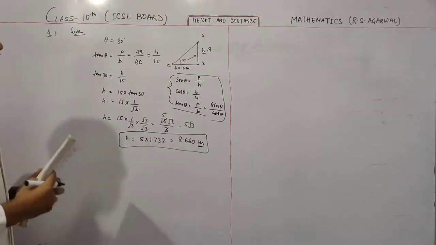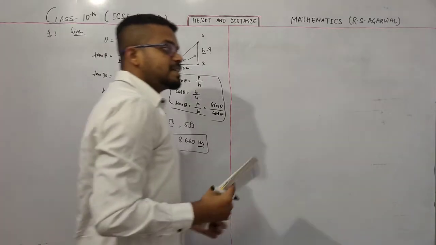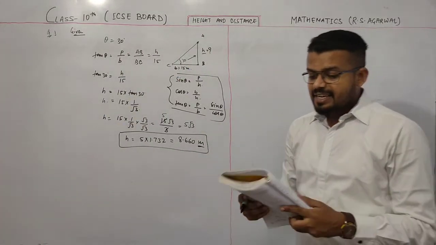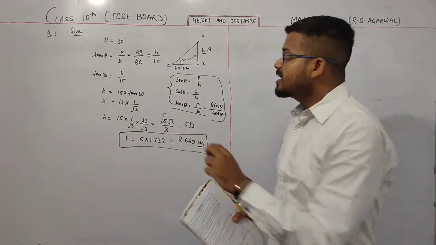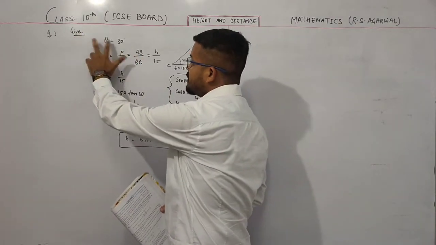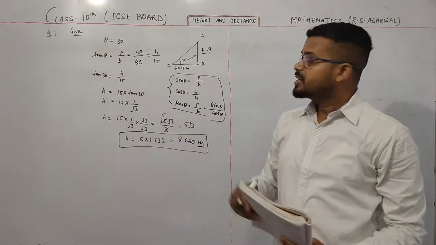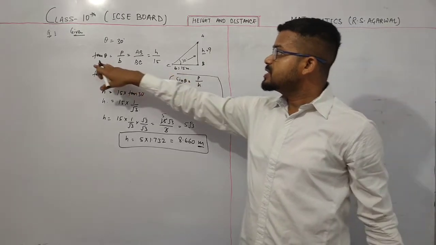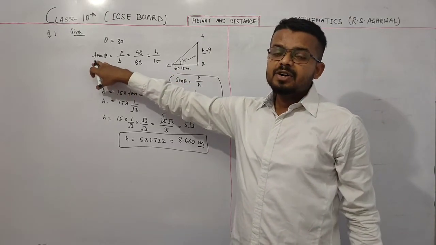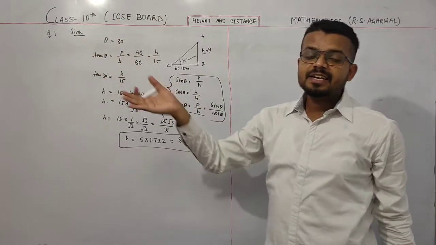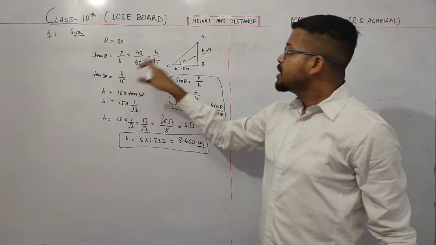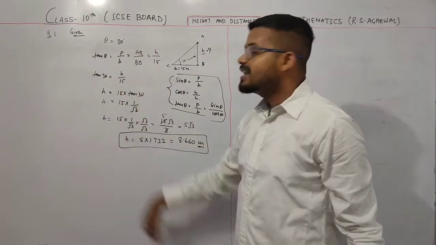So what we do here, basically, firstly read the question carefully, then write the given, which terms are given in the question, draw the diagram and use the trigonometrical ratio, whether it is tan, sine or cos, and put the value and get the answer.